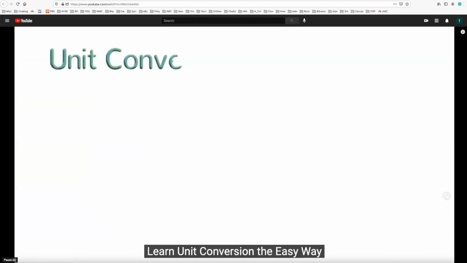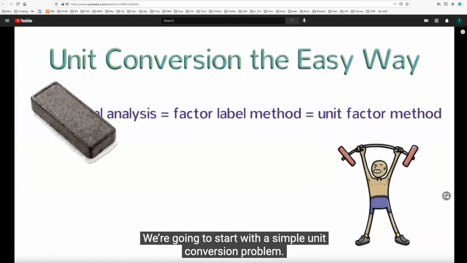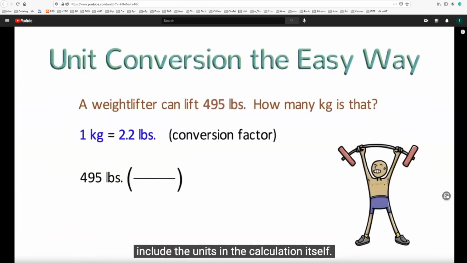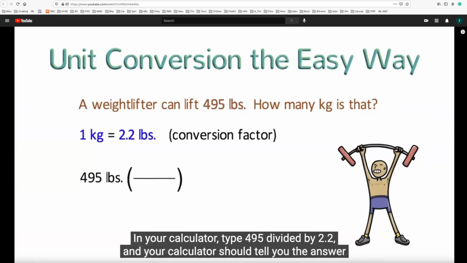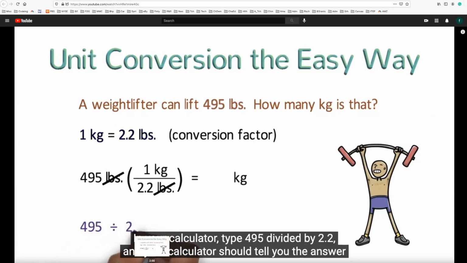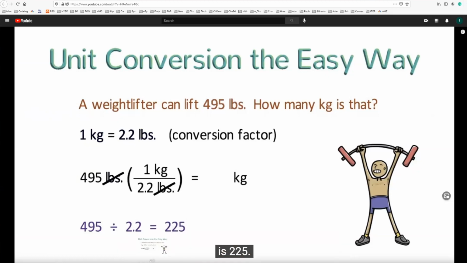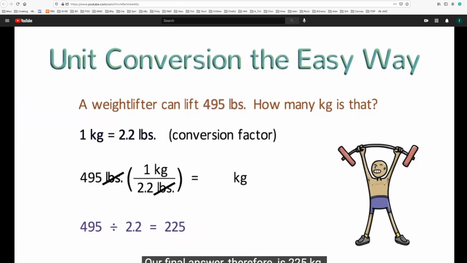And then these Learn guys. Unit conversion the easy way. We're going to start with a simple unit. Include the units in the calculation itself. The quantity we are starting out with, 5 divided by 2.2, and your calculator should tell you the answer is 225. Our final answer, therefore, is 225 kilograms.